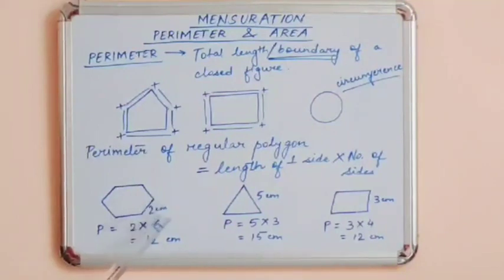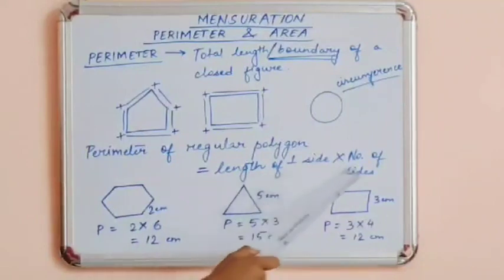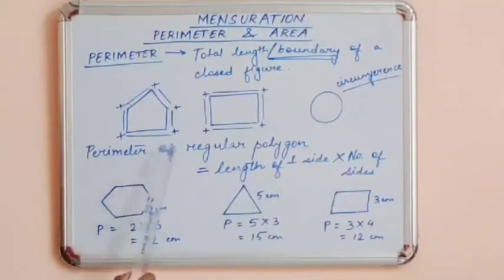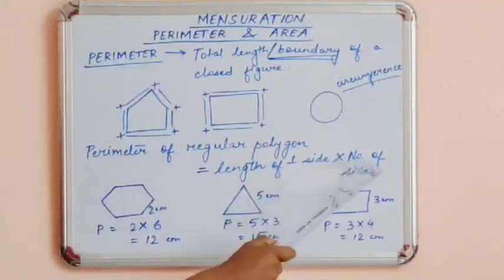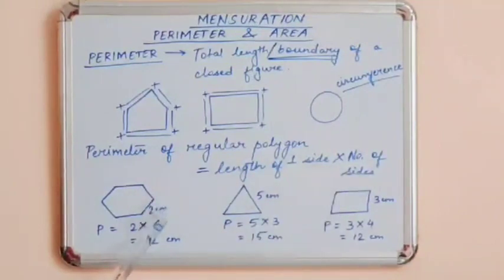If one of the sides is 2 cm, we can simply add up all the sides, that is 2 plus 2 plus 2 plus 2 plus 2 plus 2. We will get the same result as 12 cm. Or to simplify it and for faster calculation, we can use this formula, that is perimeter is length of one side into number of sides. Here the length of one side is 2 cm and this figure has got 6 sides, so the perimeter will be 2 into 6, that is 12 cm.